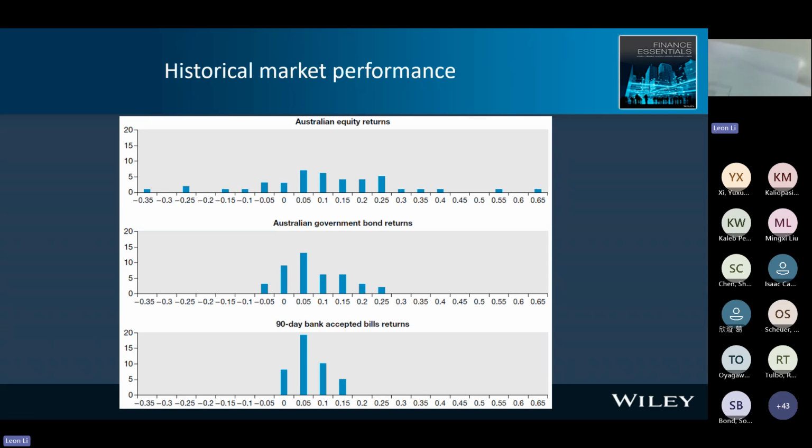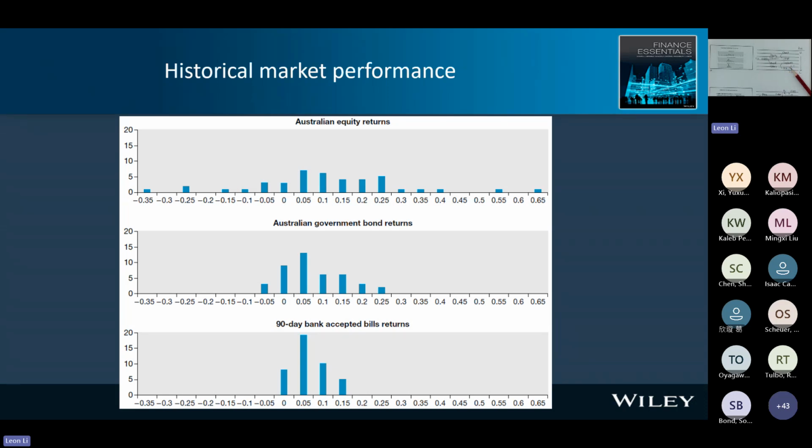Let me show you our conclusion here. So for financial assets, we have stock or equity or bond, right? For stock, we have small company stock and large company stock. For bond, we have corporate bond and government bond.